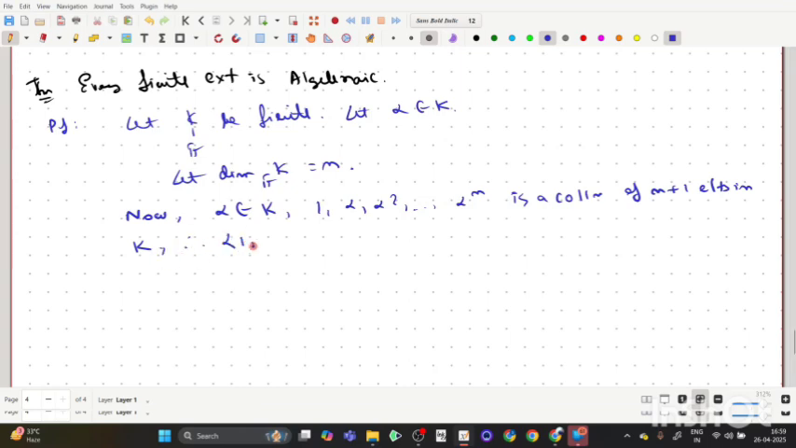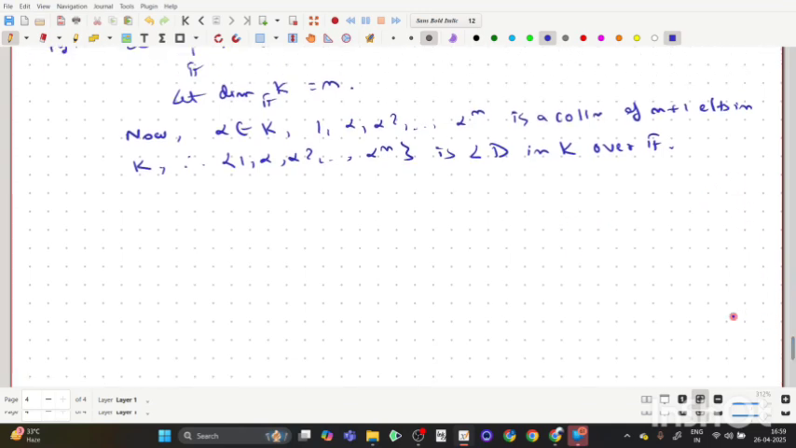Therefore, the collection 1, alpha, alpha squared, till alpha to the power n is linearly dependent in K over F, right? Because we know that if we are in a finite dimensional vector space and there is a set containing more elements than the dimension, then that set must be linearly dependent, because the basis is basically the maximal linearly independent set. These are the terms we should know if you have studied vector spaces, even in an undergraduate course.